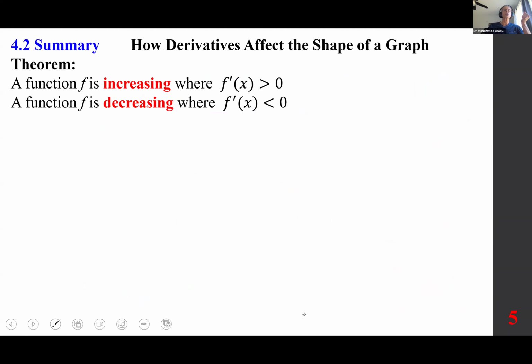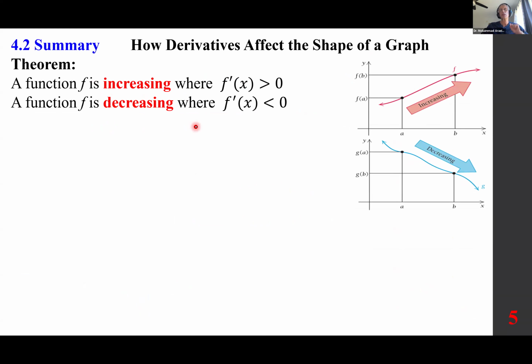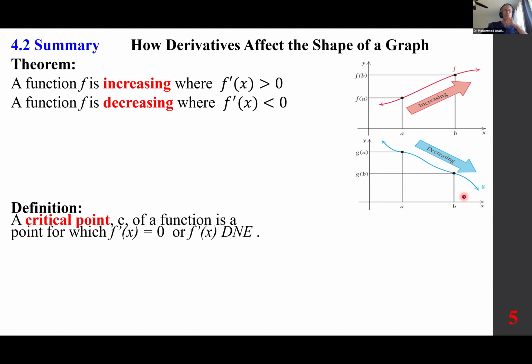And now the 4.2 summary, how derivatives affect the shape of a graph. Here's the summary. A function is increasing where f prime is positive. A function is decreasing where f prime is negative. So as we look at these two graphs, it seems that it's similar to a line with a positive slope here, and a line with a negative slope there.